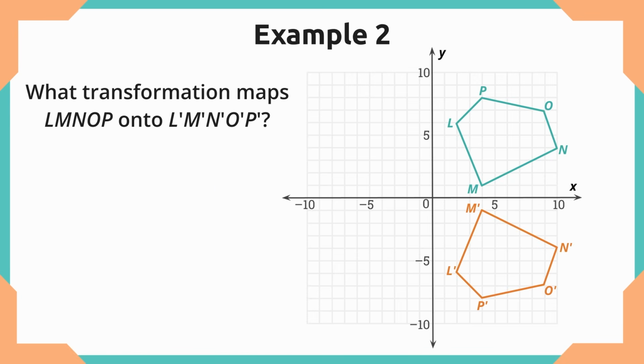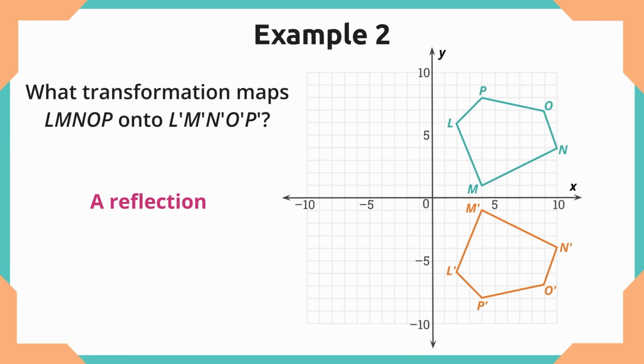Here we have 2 pentagons. What transformation was used here? Notice that the points on the pre-image read counterclockwise, while the points on the image read clockwise. That must mean there was a reflection. But how can we determine the line that the pentagon was reflected across?